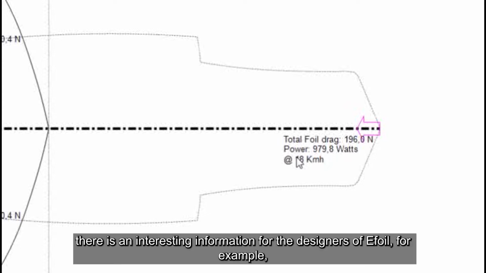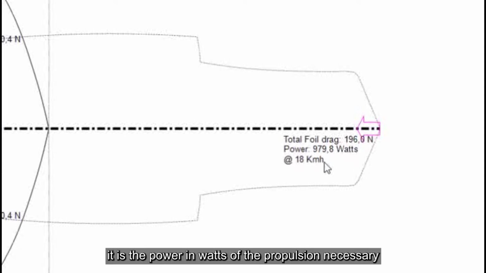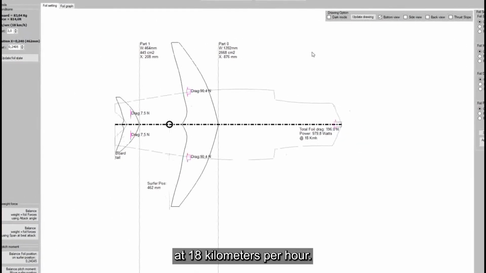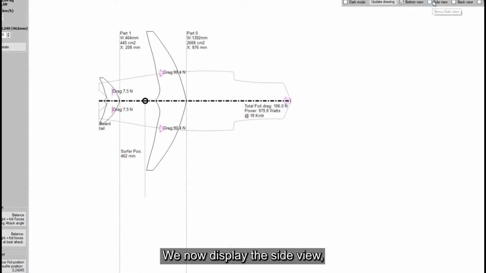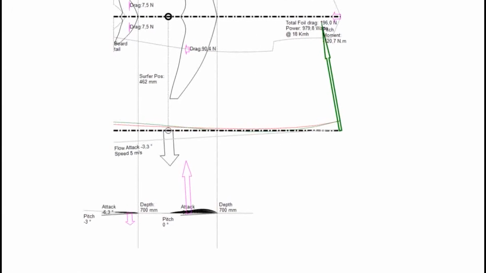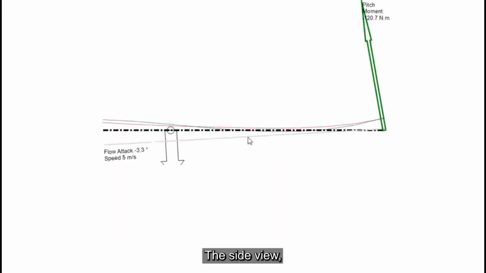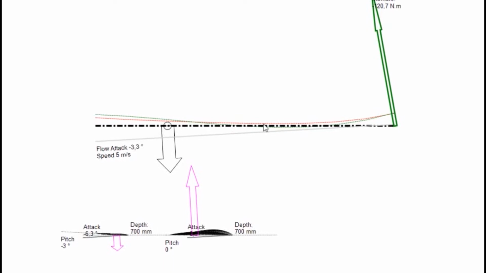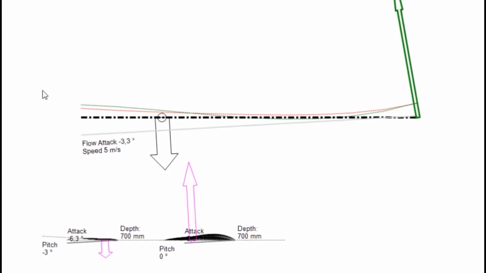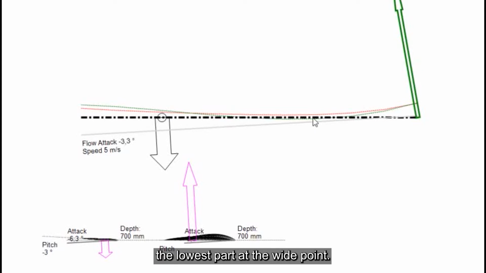There is interesting information for the designers of eFoil, for example. It is the power in watts of the propulsion necessary to fight these 196 newtons of drag at 18 kilometers per hour. We now display the side view. The side view shows the reference plane of the board. The reference plane of a board is tangent to the lowest part at the wide point.